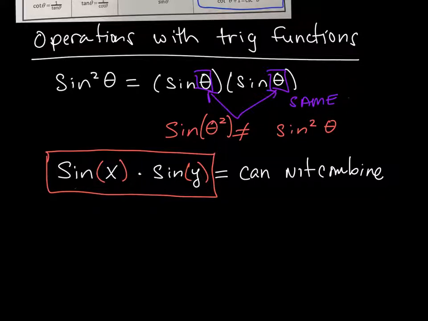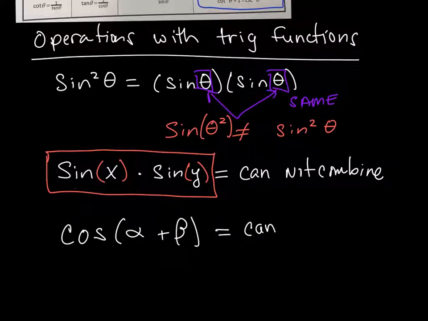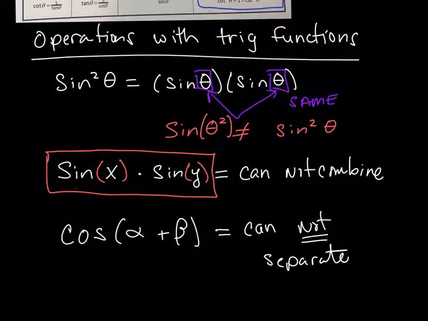The same thing goes in reverse. If I have the cosine of alpha plus beta, you cannot separate those two functions. We do have an identity that we can use to separate those functions, but that will be in 5.2.